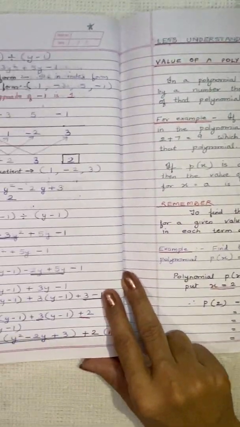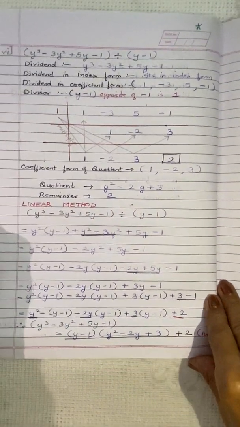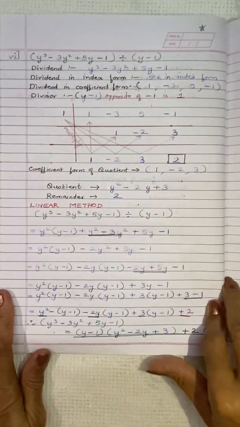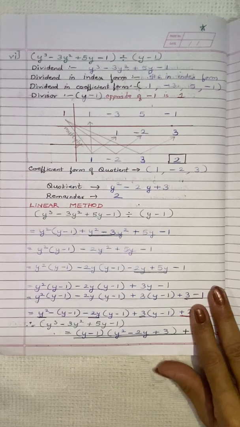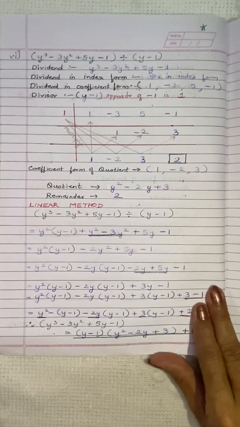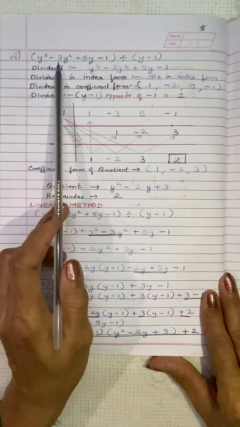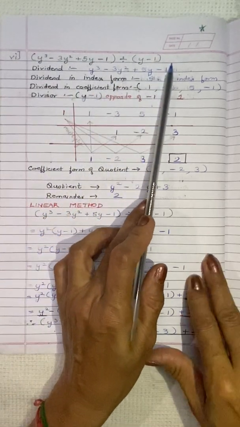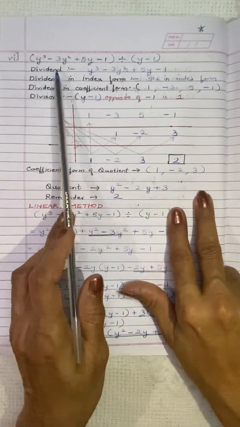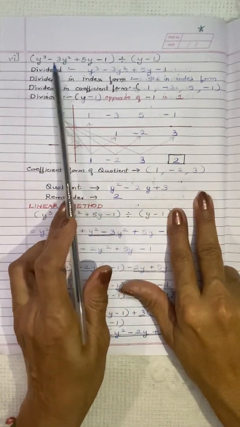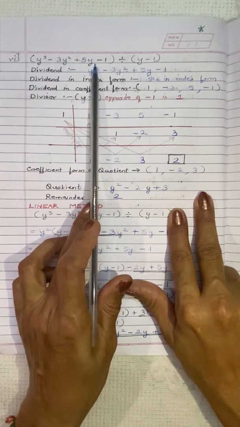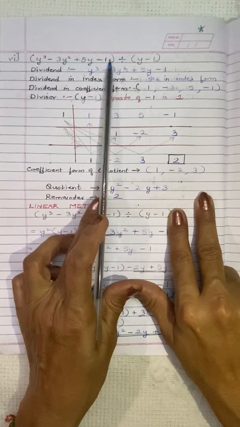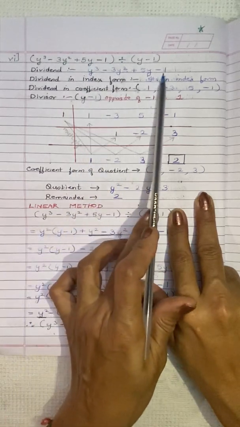Let's come to the last sub question of the exercise. That is y cube minus 3y square plus 5y minus 1 divided by y minus 1. This is the synthetic division. So dividend will be same. Now let's check whether any missing terms are there. Exponents 3, 2, 1 and 0. So no missing terms. This will copy as it is.